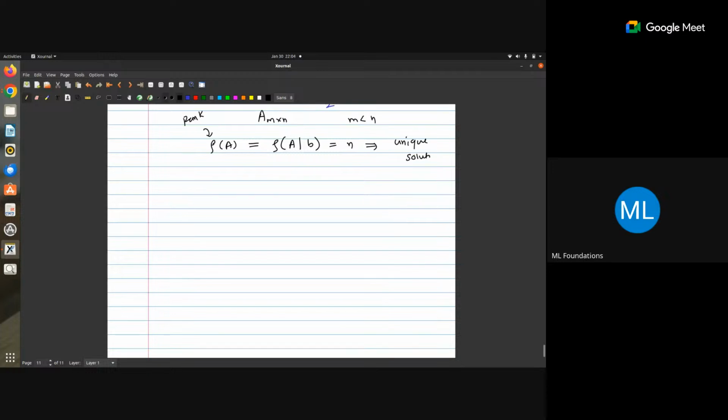Unique solution. When rank of A equals rank of [A B], which is less than N here, I have infinitely many solutions. And when the rank of A is not equal to the rank of [A B], in that case we have no solution. Okay.